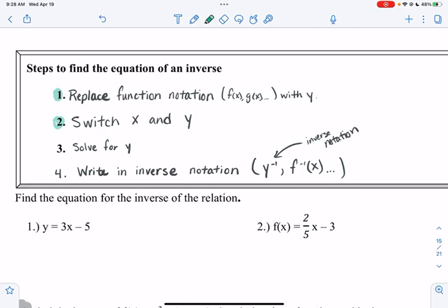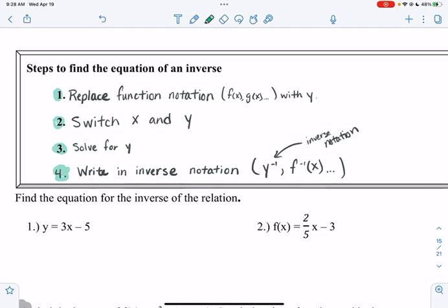Because your equations are always y equals, not x equals, we don't want to leave it in that form where you have x equals whatever. We want to get it y equals whatever. So after you've switched x and y, you want to solve or isolate for your y value. And then the last step is writing your equation in inverse notation. So that's just the little -1 power. It just notes that it's the inverse, not the original.